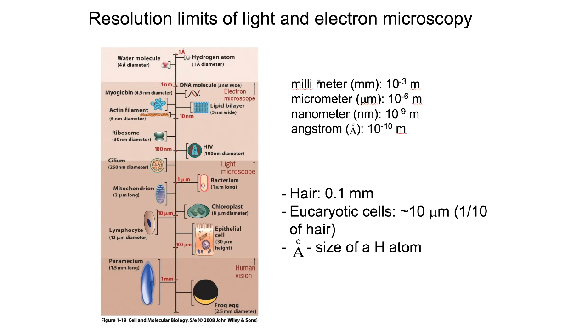So millimeter, micrometer, and nanometer are units that you have to remember when we talk about cells and tissues, because we use millimeters to describe the size of tissues, micrometers for cell sizes, and nanometers to describe organelles, membranes, and cytoskeleton. An angstrom is 1/10 the size of a nanometer, about the size of a hydrogen atom, and this is used by biochemists.